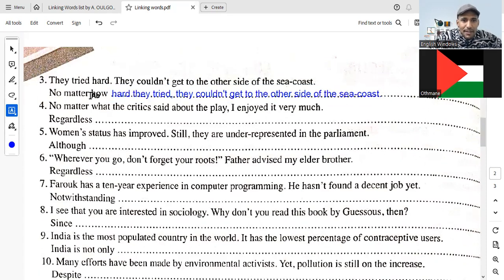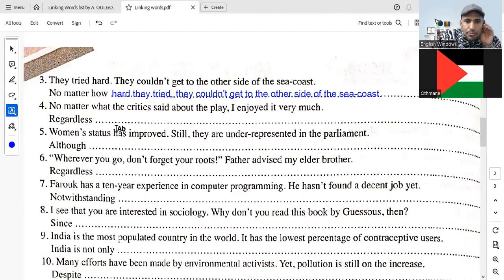Now you see examples of how we use no matter how, right. So we have they tried hard, we take the adverb here to start. No matter how hard they tried, right. Okay. Here we go. Let's move to number 4.